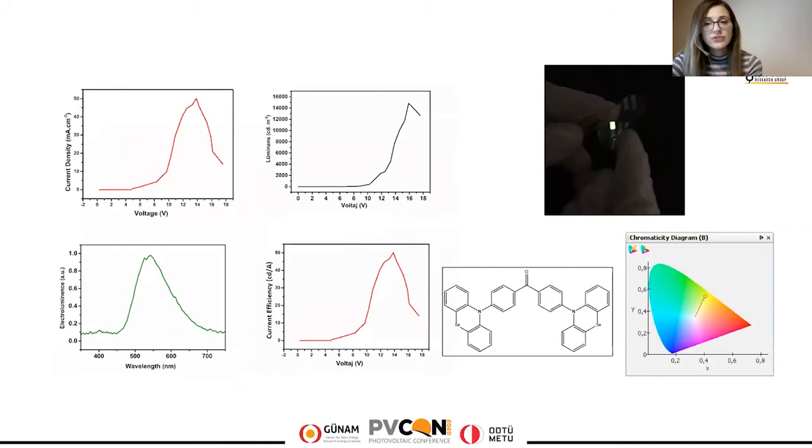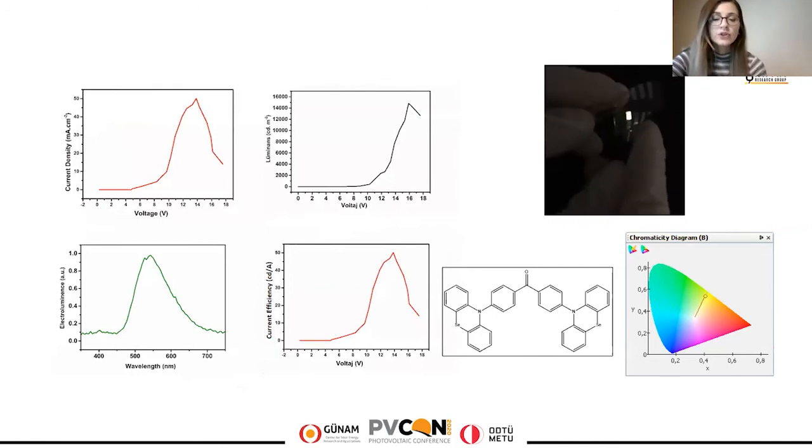After the optimization finished, we reached 4.3 volt turn-on voltage and almost 16,000 candela per square meter luminescence value. You can see the electroluminescence versus wavelength graph and the current efficiency versus voltage graph here. And you can see the final picture of our device when it is lighting. And you can see the chromaticity diagram.